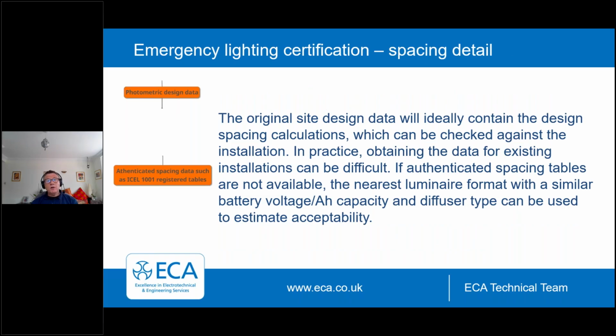And what about the spacing? Well, the original site design data will ideally contain the design spacing calculations, which can be checked against the installation. But it does say here, in practice, obtaining the data for existing installations can be difficult. So therefore, if authenticating spacing tables are not available, the nearest luminaire format with a similar battery voltage, capacity, and diffuser type can be used to estimate acceptability. It's a difficult one, isn't it? If we're trying to verify an existing system, what are we supposed to go on? And it's trying to give us a bit of a lifeline here to say, look, use an alternative that's as close as you can get to it and use that data if need be.